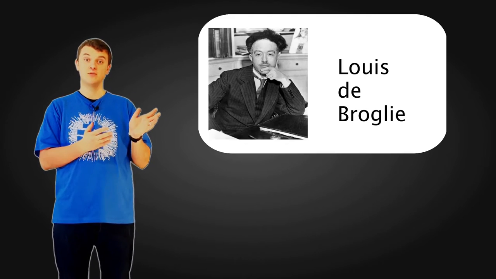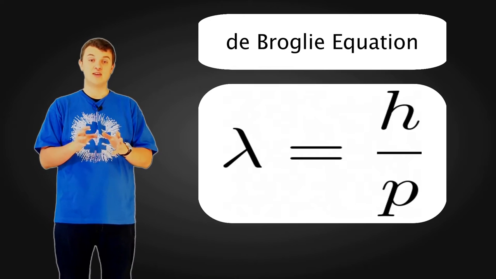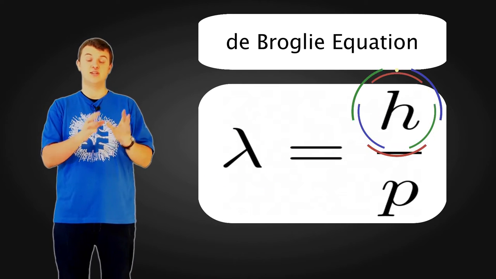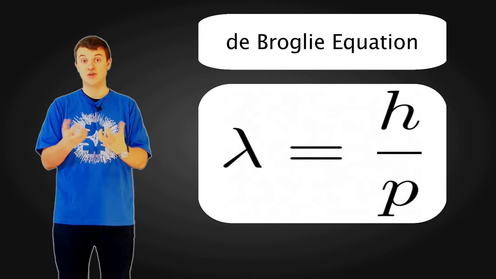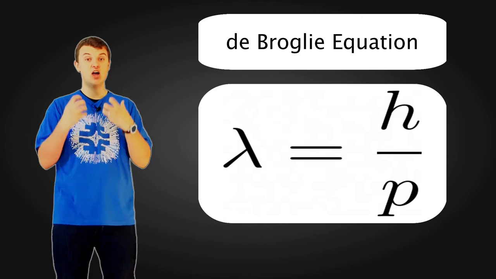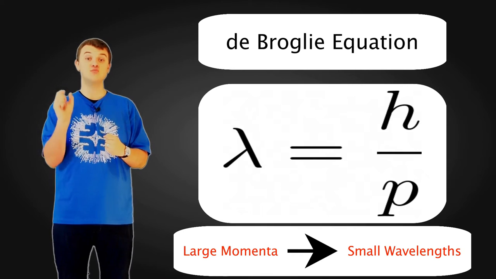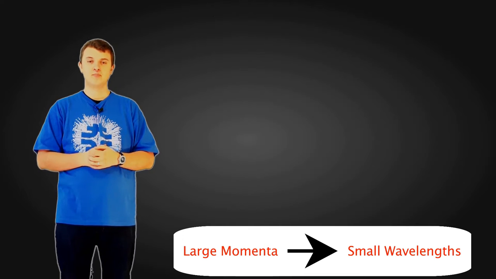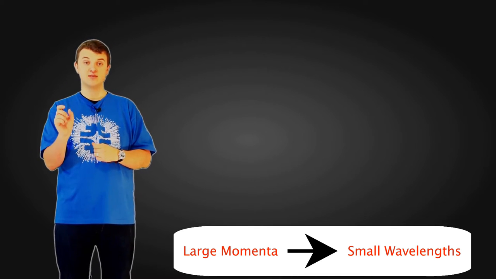To find this wavelength, you can use the equation named after this chap, Louis de Broglie. The de Broglie equation says that the wavelength is equal to Planck's constant divided by the momentum. Now, since particles like the electron have mass, they typically have far larger momenta than photons. This means they have far smaller wavelengths. So intuitively, particles with higher momenta can see smaller details.